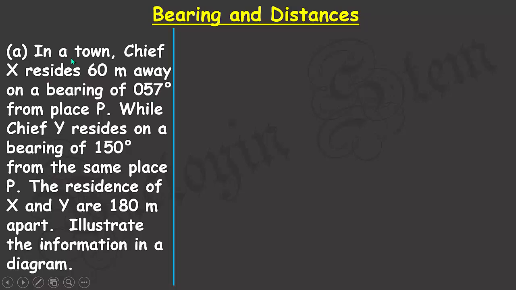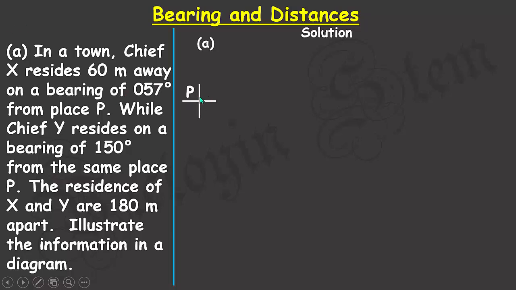From the first sentence, in a town, Chief X resides 60 meters away on a bearing of 57 degrees from place P. So the location of X was taken from P. So I'll start my solution from P, and I'll draw my cardinal points. Take note, this quadrant is 90 degrees. This is 90, 90, 90. 90 times 4 is 360 degrees.